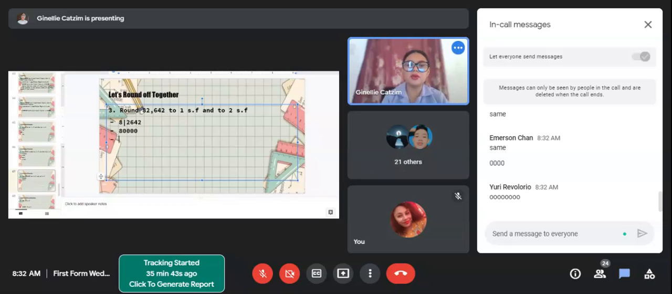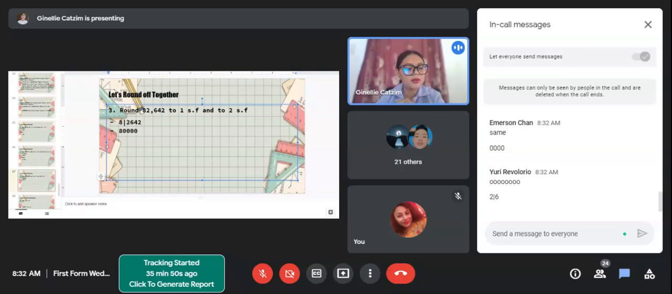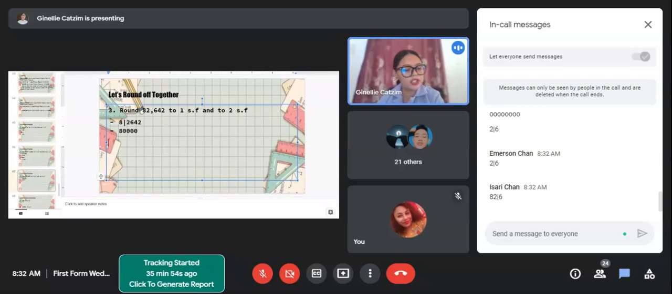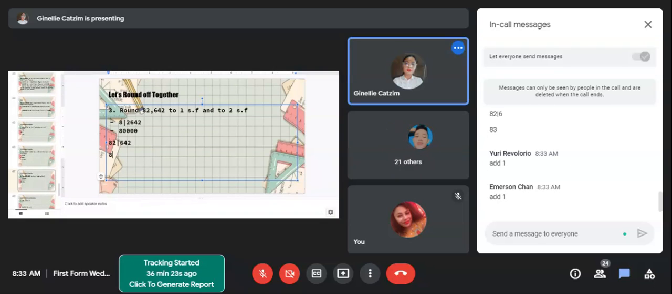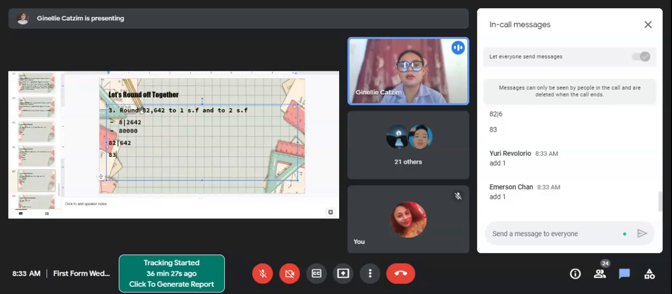So if we are to round this to two significant figures, which number am I looking at? Where will my vertical bar be? Very good. So we have 8, vertical bar, 642. And we take a look at 6. What happens to the 2 because of the 6? You add 1. Very good, right? We need to add 1. So we stay with 3. And then what happens to the rest of that question? We just add zeros, right? Very good.